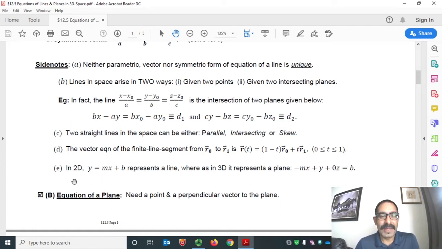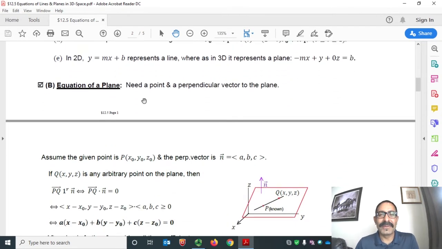Next, in 2D, y equals mx plus b represents a line, whereas in 3D it represents a plane, and we have not covered the plane yet. To find the equation of a plane, we again need two pieces of information: one point and one vector perpendicular to the plane.